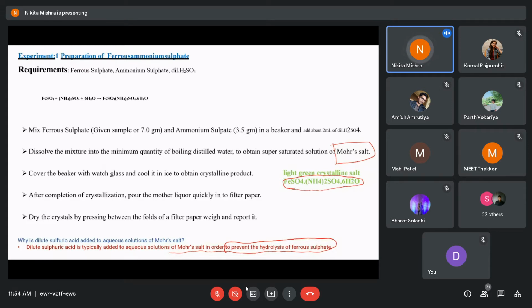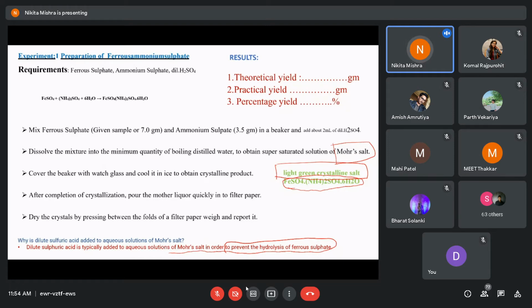Another type of question can be asked: which kind of product will be obtained as ferrous ammonium sulfate? So a light green crystalline salt will be obtained in the preparation of ferrous ammonium sulfate. Then after that we have to discuss the result. You have already learned to calculate the theoretical yield, practical yield and percentage yield in semester 1 also. In the same way we have to calculate here the result of the preparation of ferrous ammonium sulfate.